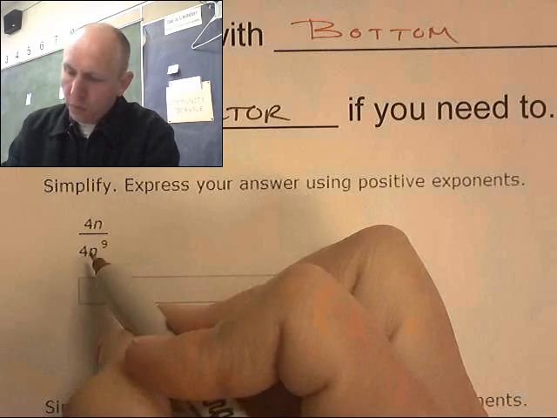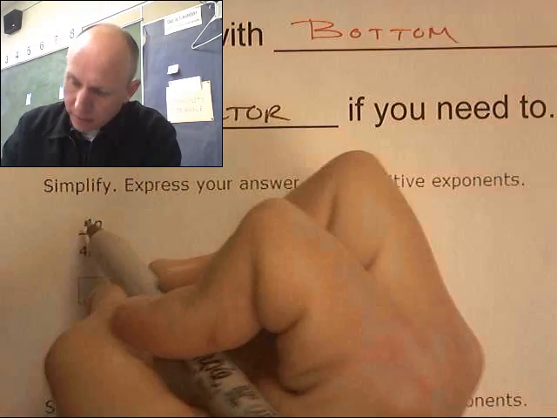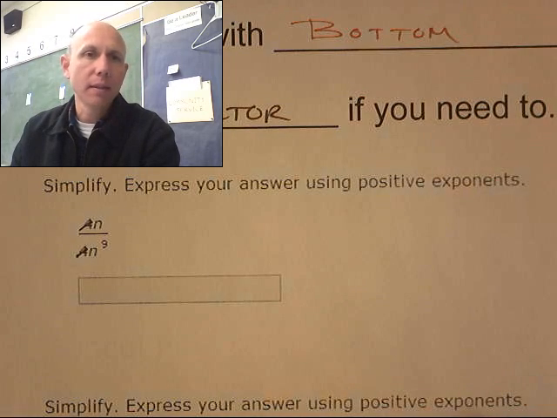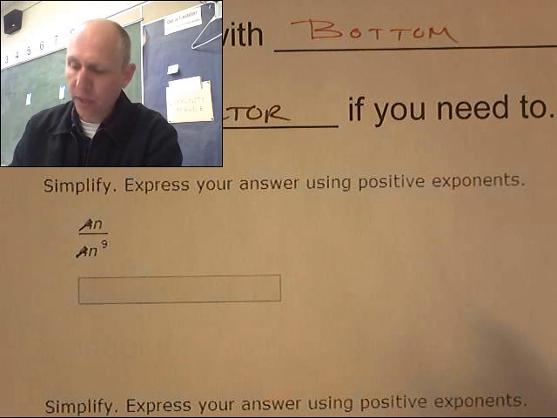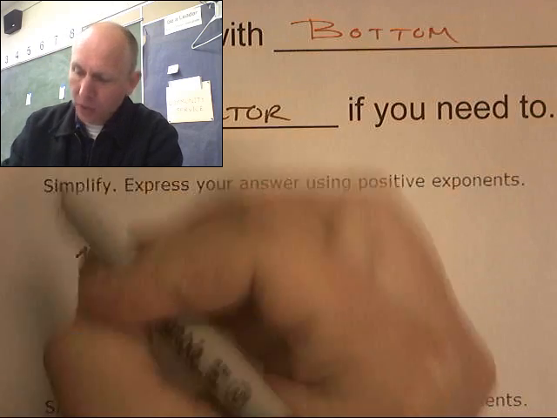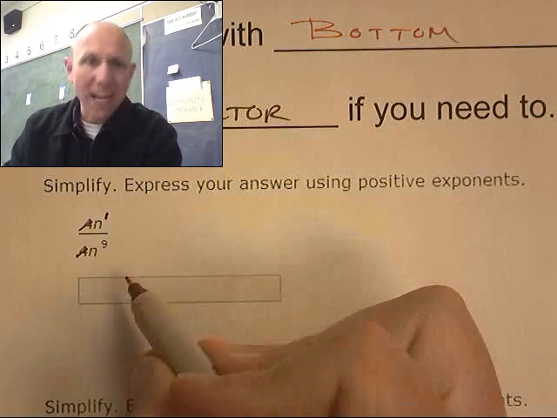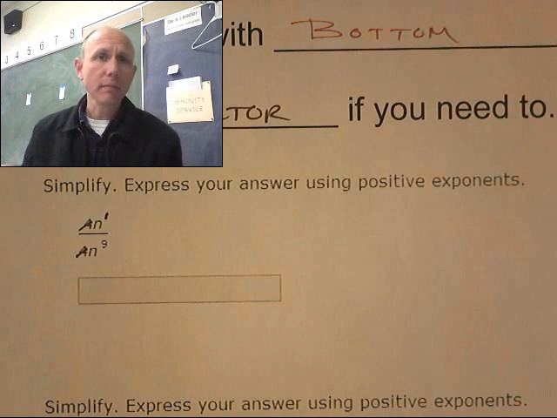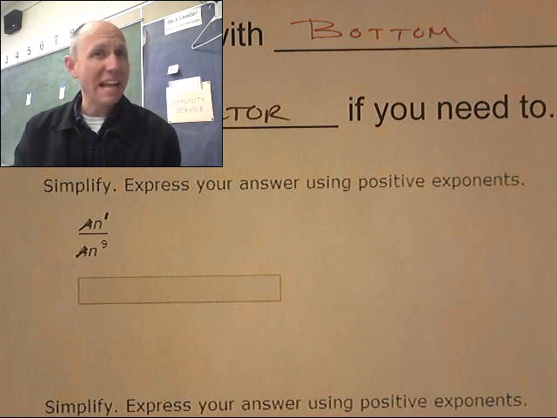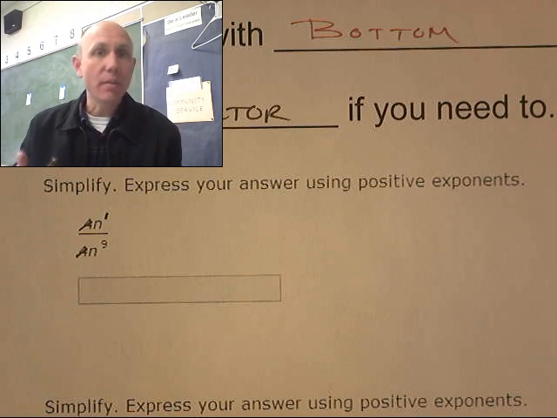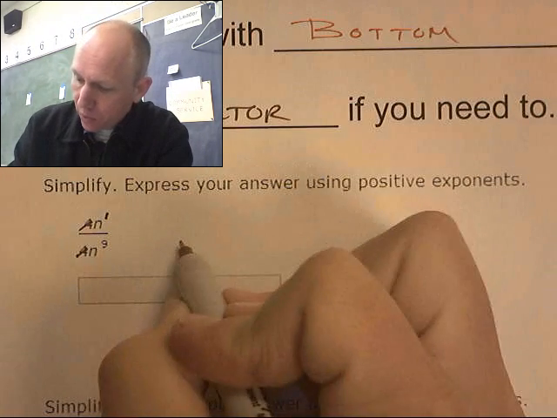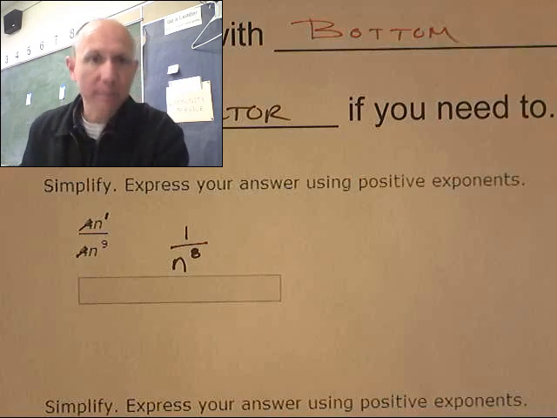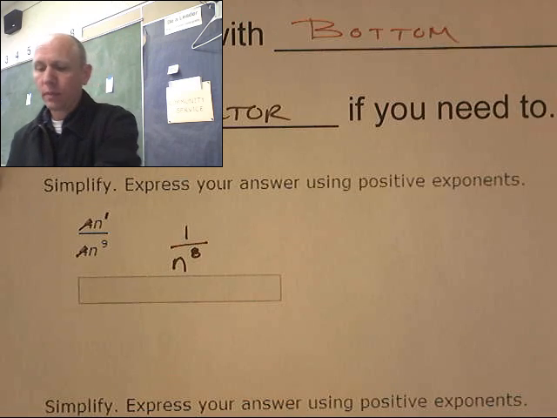So I have a 4 over a 4. Those guys are gone. A 4 over a 4, they cancel each other out. They become a 1, and I don't need to write that 1. Now let's look at this. I have an n to the first power over n to the 9th power. Do I have more n's on the top or on the bottom? I have more n's on the bottom. How many more n's? I have 8 more n's on the bottom. So my answer here is 1 over n to the 8th. There you go. Let's try another one.